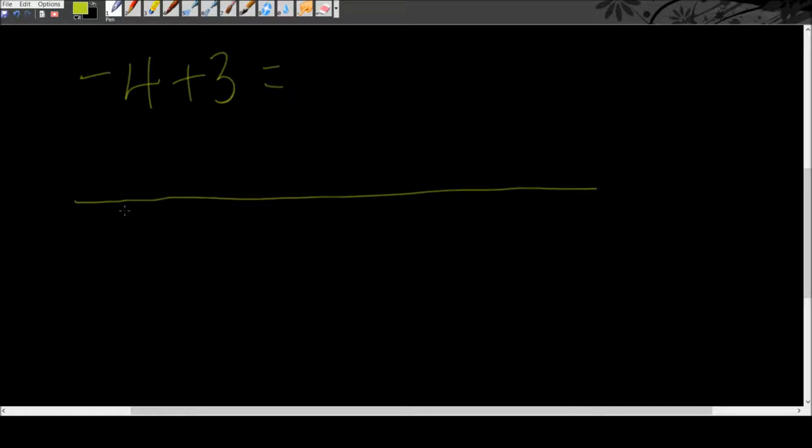So first off, I'll start off easy. For example, let's say we've got -4, and we need to add 3 onto it. Where does that take us? So we're at -4 and we need to add 3. Let me just quickly draw a number line. So let's say we're at -5, -4, -3, -2, -1, 0, 1, 2, 3, 4, 5.